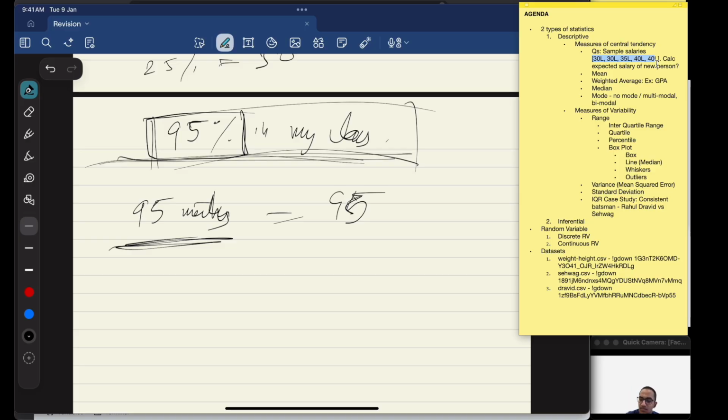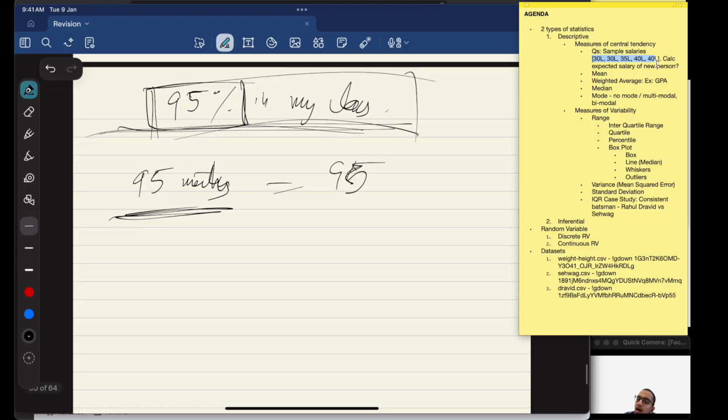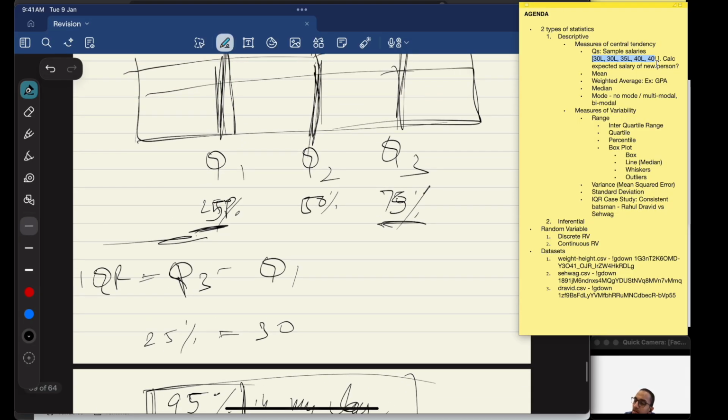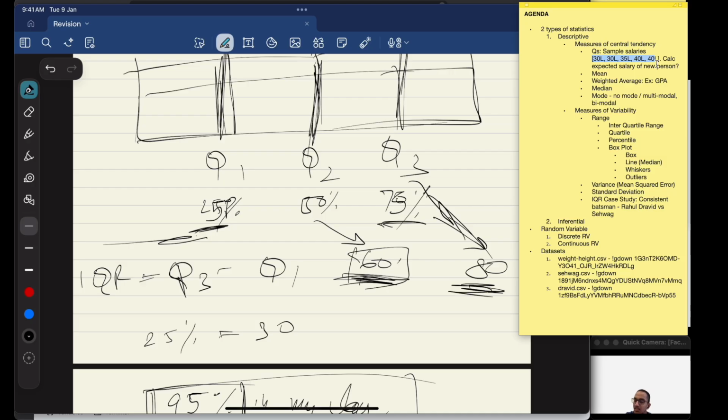So if I say, using the above example, that the 50th percentile is somewhere around 60, what that means is 50% of the data points are less than the value 60. Right? If I say the 75th percentile is around 80, the value is 80 for Q3, it means 75% of the data points have value less than 80. So that's what it means.